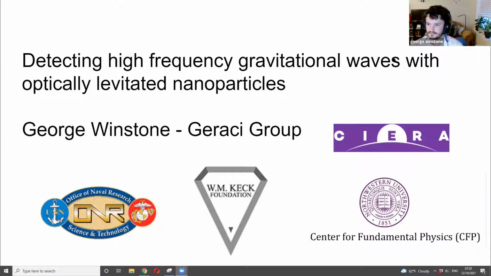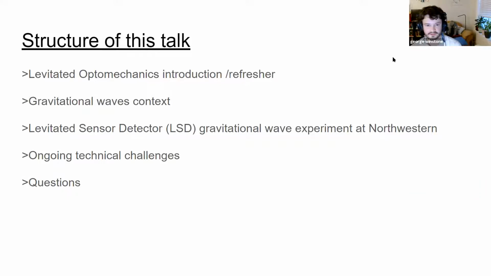A little bit about the structure of this talk. Since this is aimed at quite a wide audience and there's a lot of people attending, I'm going to give a bit of an introduction to levitated optomechanics first, or a refresher, if you will, and then going to sort of place our experiment in the context of the gravitational wave sources we'd like to look at. And then I'm going to sort of combine the two concepts and sort of sell you on the idea that we can use levitated optomechanics to detect gravitational waves. And then I'm going to spend some time talking about the technical challenges we've encountered thus far and the ones that we think we'll encounter in the future and how we might overcome them.